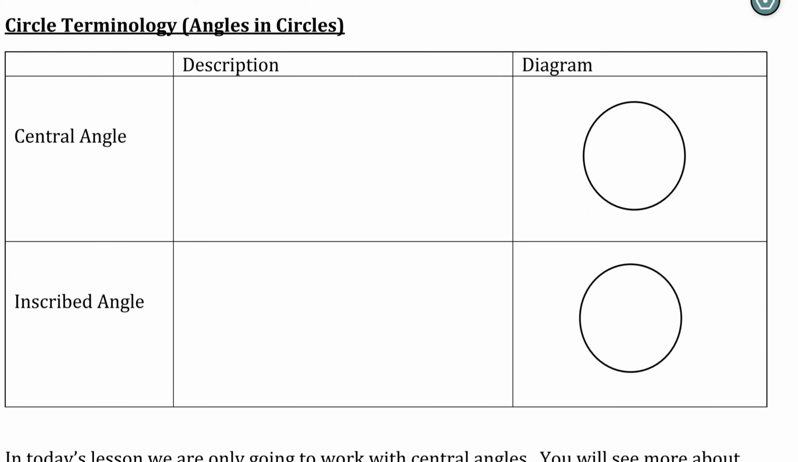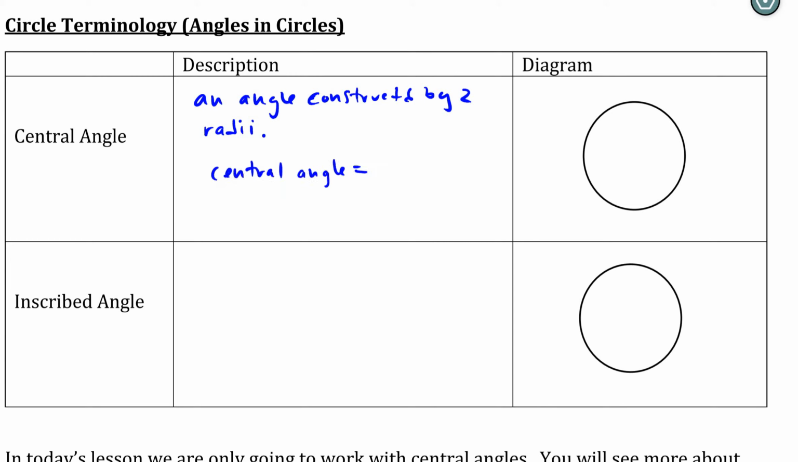We actually mentioned this in a previous chapter, so this should be good for you to do on your own here. A central angle is an angle constructed by two radii. Any central angle is equal to the intercepted arc.